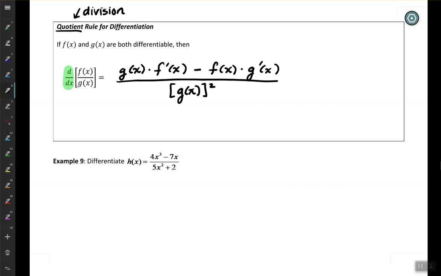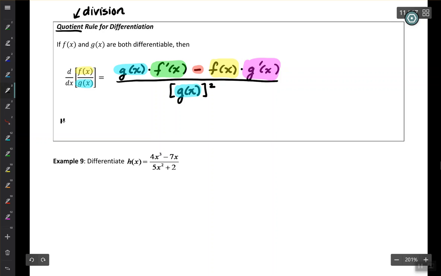Okay, there's a nice little song that can go with it. If I think of the denominator being low and the numerator being high, then here's the song. It's low, d high, derivative of high, minus high, d low, derivative of the denominator, all over low squared, low times itself.